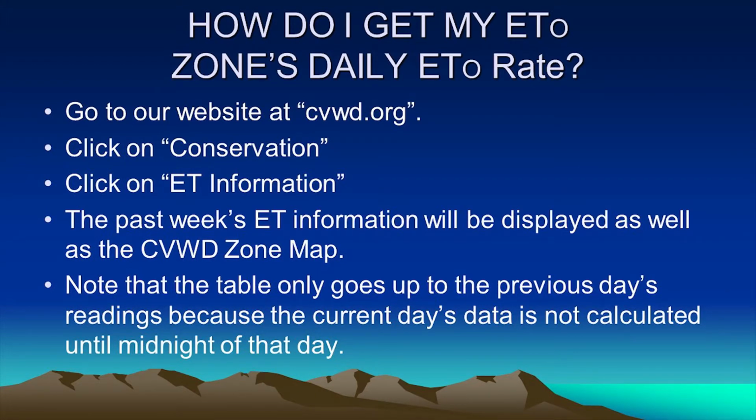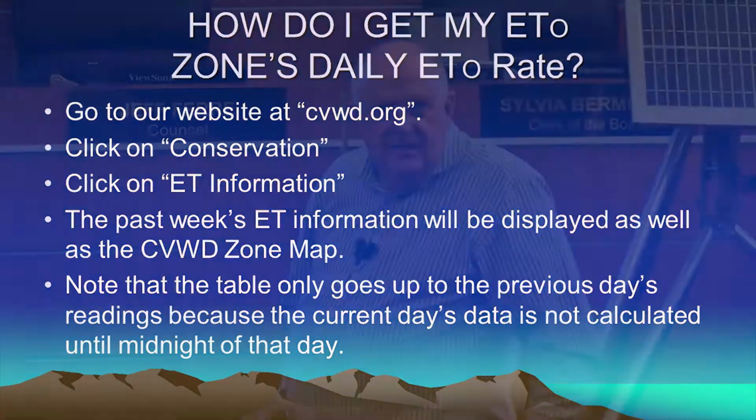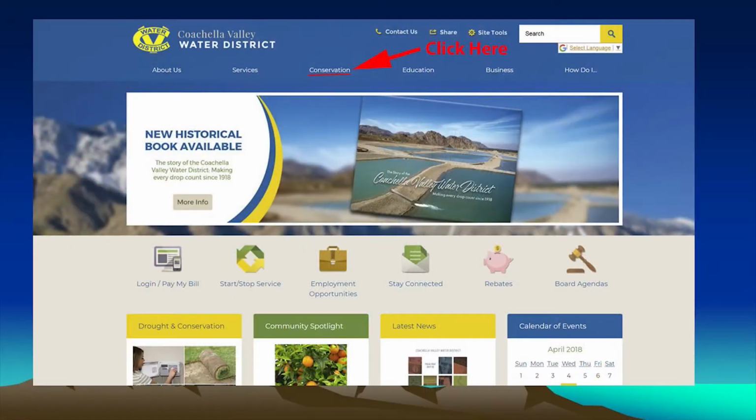Okay? So cvwd.org is our homepage. And then along the bar at the top, you click on conservation. A menu will fall down, and you click on ET information, and you'll get the past week's ETO data and the map and ETO data by zone, by day.